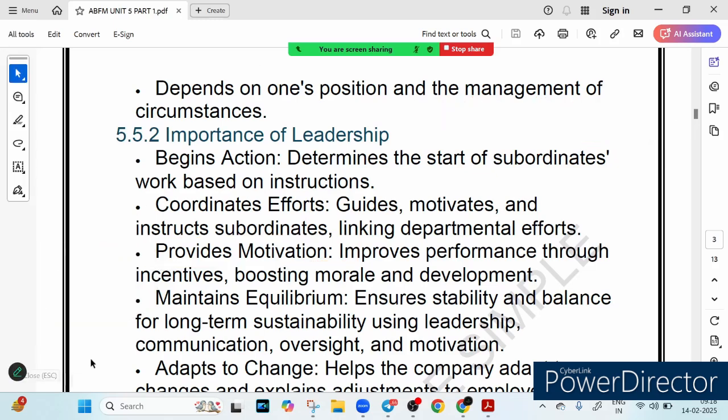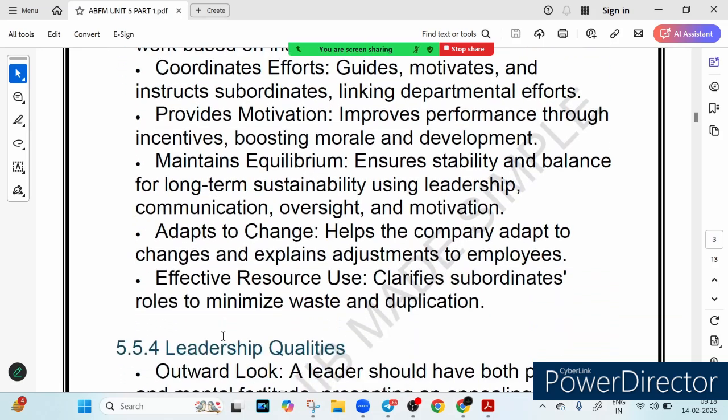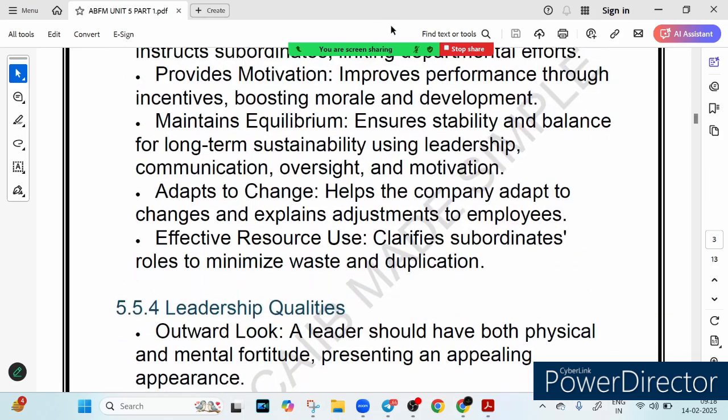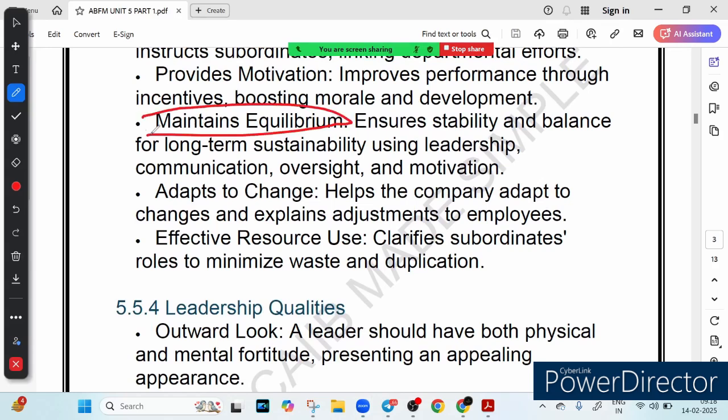So that is an importance of leadership. The next importance is that leadership keeps everything in balance. That is called maintain equilibrium. You see this word written here, maintain equilibrium means leadership keeps everything in balance. Imagine a car with 3 wheels moving at different speeds. It won't go far. So a leader ensures stability by maintaining order. The key points here are maintaining order, resolving conflict, which is a key part, and creating a balanced work environment, so that the company runs smoothly in the long run. That is why leadership is called to maintain equilibrium.